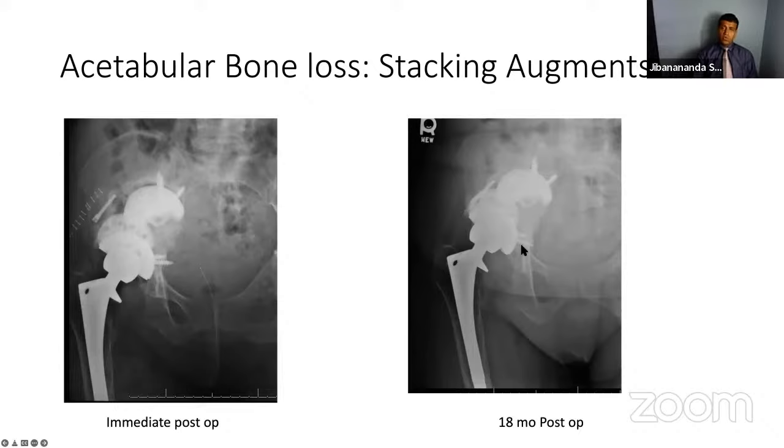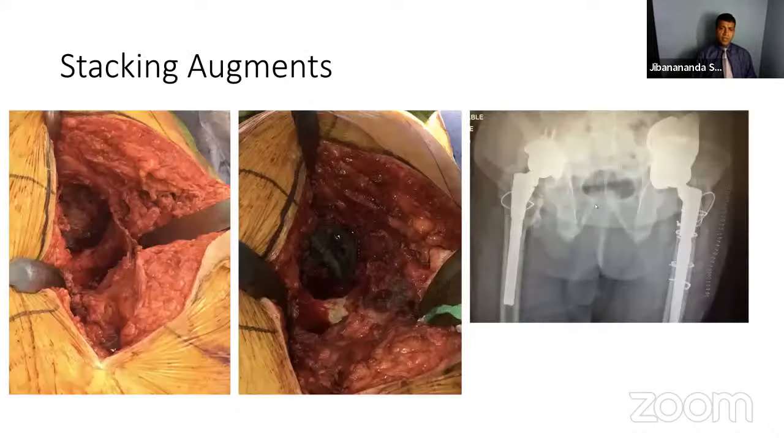Mechanically, she did really well. So stacking augments is an option in this situation. This is actually published. This is another one. I showed this picture before.